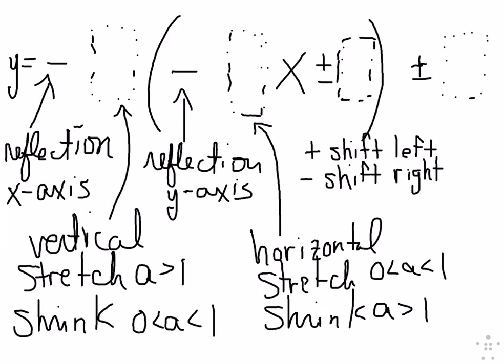There could potentially be one more number on the outside. Which direction do you think we haven't talked about? We've talked about reflecting it. We've talked about stretching and shrinking it. We talked about shifting it left and right. What's the only way we haven't gone? Up and down. Right. If it's a positive, it'll shift it up. And if it's a minus, it'll shift down.